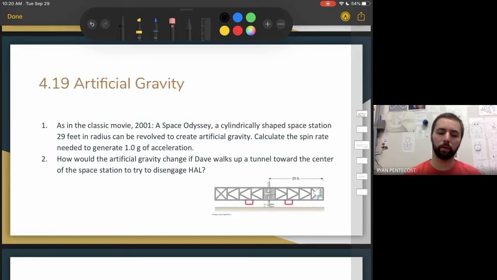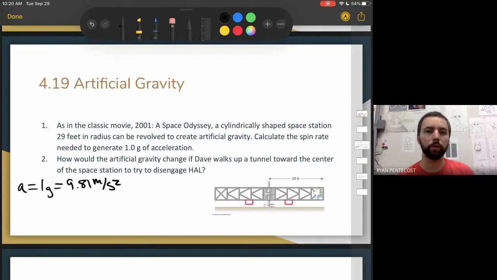So let's look at our givens. We have acceleration equals 1 g, which is 9.81 meters per second squared. Now remember, 1 g is not inherently negative. Gravity is pulling down, and that's what makes that negative. But 1 g of acceleration is 9.81 meters per second squared. It doesn't always have to be negative.